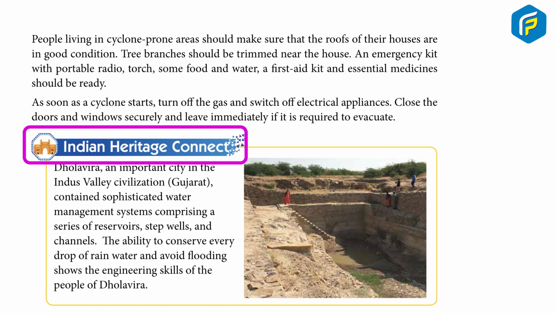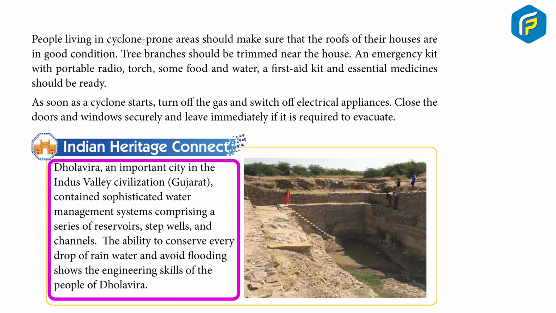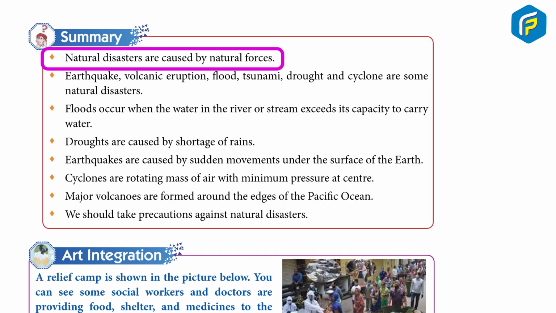Indian Heritage Connect. Dholavira, an important city in the Indus Valley Civilization, Gujarat, contained a sophisticated water management system comprising a series of reservoirs, step wells and channels. The ability to conserve every drop of rain water and avoid flooding shows the engineering skill of the people of Dholavira.